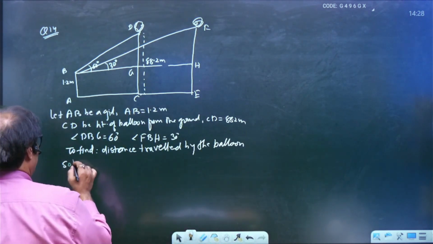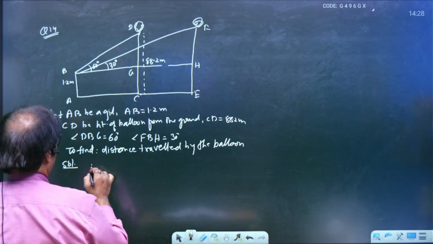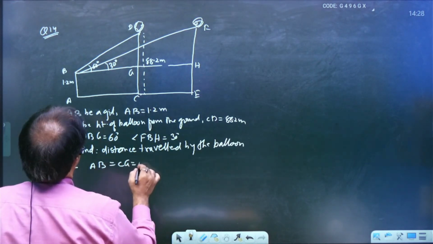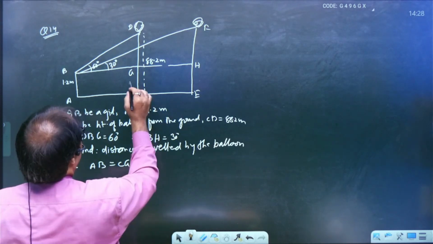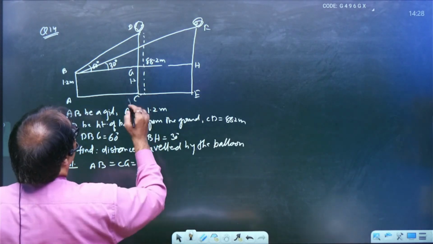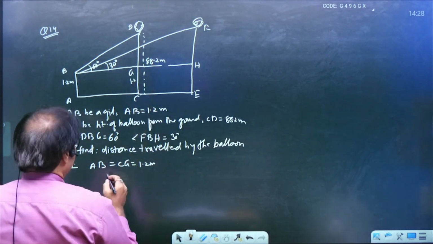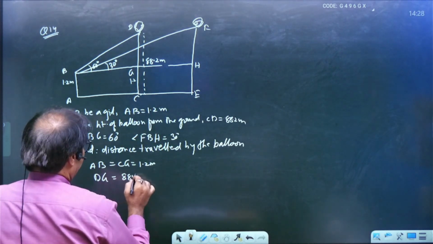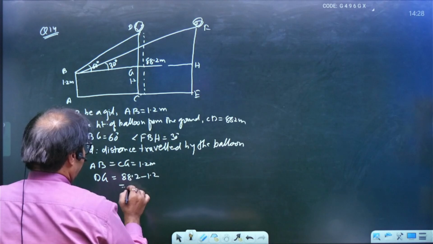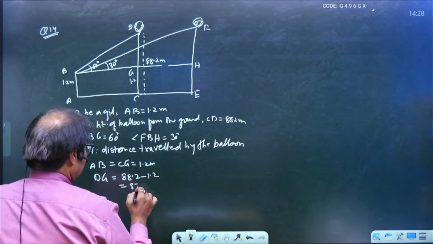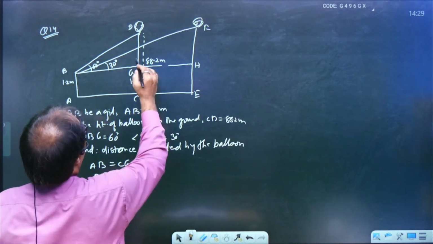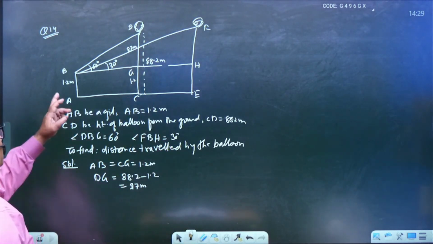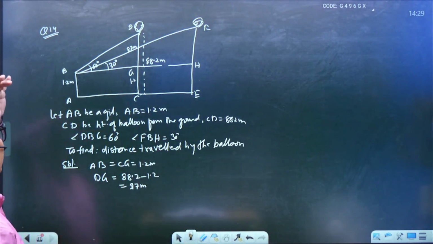Okay, so come to the solution part. AB is equal to CG is equal to 1.2 meter. So what about DG? DG is equal to 88.2 minus 1.2, that is equal to 87 meter. So in this position we got 87 meter, and now go to the right triangles.